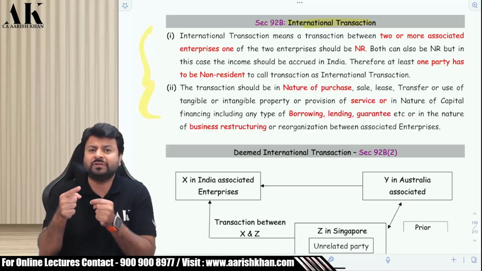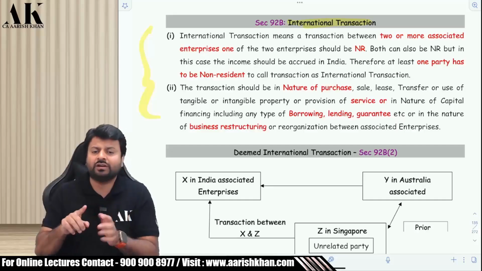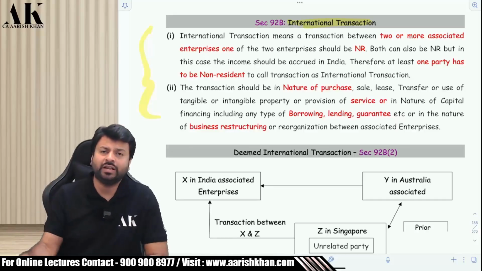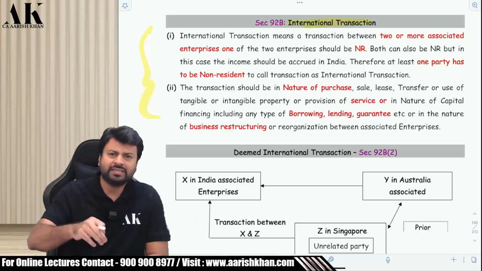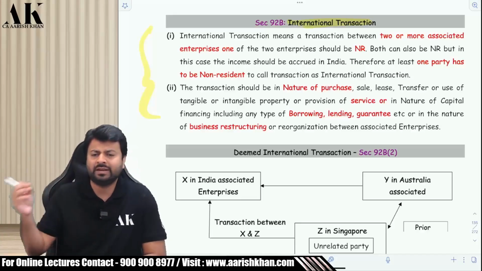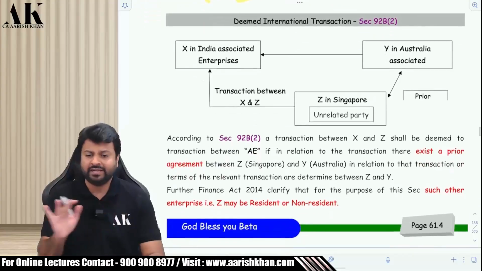If a transaction is between two associate enterprises and one of them is non-resident, then it can be called an international transaction. The nature of the transaction can be anything. It can be purchase, sale, borrowing, lending, business structure, leasing, provision of service, etc. It can be of any nature, it doesn't matter.